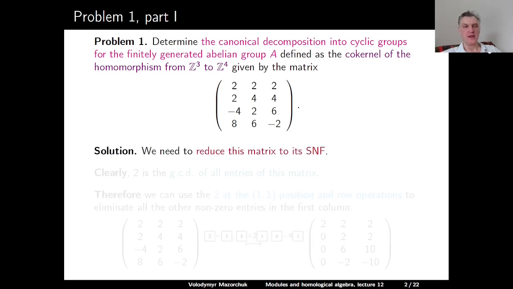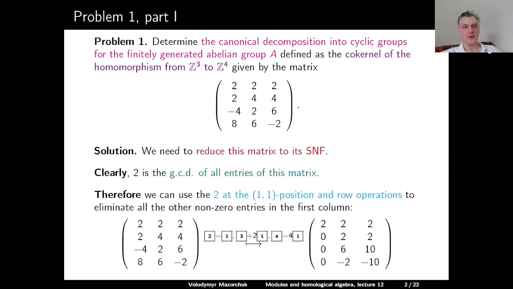Solution. In order to solve this problem, we need to reduce this matrix to its Smith normal form. Clearly, the greatest common divisor of all entries of the matrix is 2. Therefore, we can use the number 2, which stays in position 1, 1, and elementary row operations to eliminate all other non-zero entries in the first column.